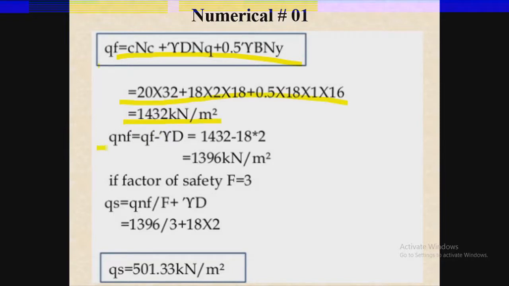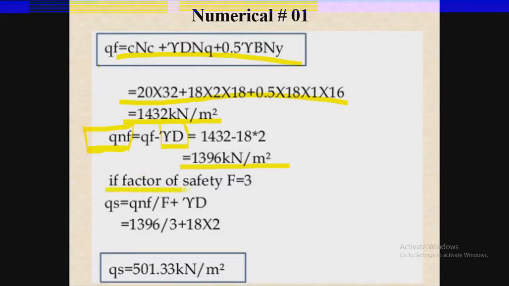Now let us find the net ultimate bearing capacity. Whenever we are dealing with the net ultimate bearing capacity, the effect of overburden pressure or the surcharge pressure is neglected. After neglecting the surcharge pressure, we will get the new value of the net ultimate bearing capacity as 1396 kN/m².